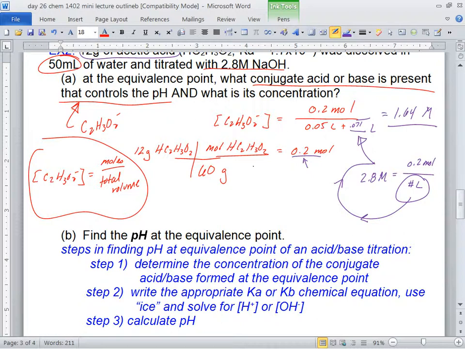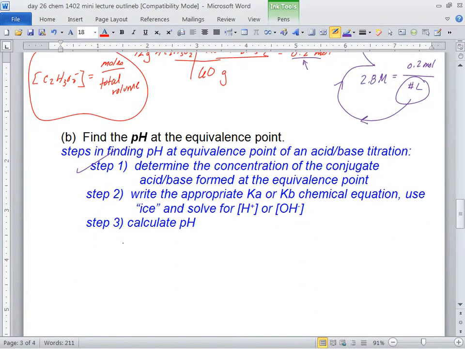So what we're going to do is, we already did step 1, determine the concentration of the conjugate acid or base formed at the equivalence point. We need to write the appropriate Ka or Kb reaction and do ICE so we can get the pH. So we are going to write a Kb, everybody? Good. C2H3O2 minus plus water gives the conjugate acid and hydroxide.